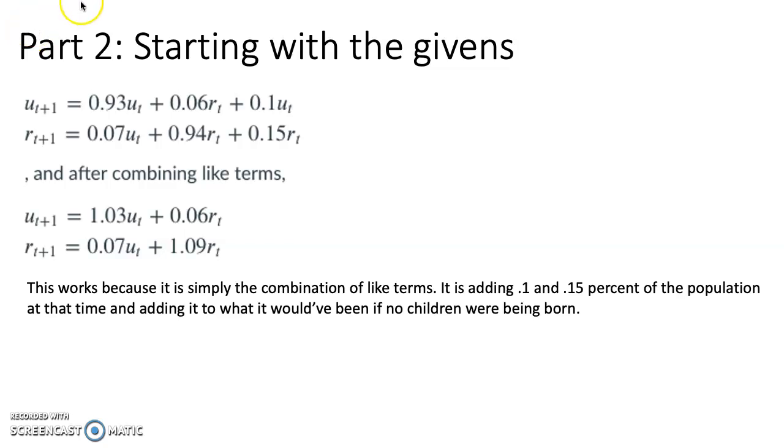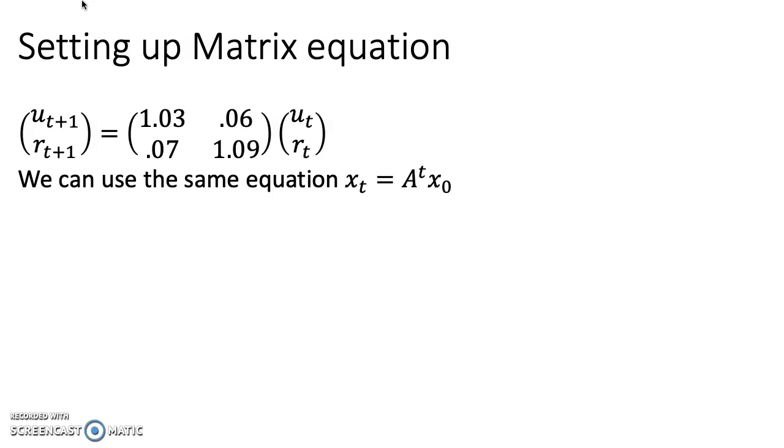And in the second equation, the 1.03 plus 0.06 and the 0.07 plus 1.09 simply work together because we're talking about percentages of the population, so we can combine like terms. We can combine like terms together to come up with the recursive equations again. And same process as last time, we put those into the matrix equation, and we can use the same equation, x_t = A^t times the initial state.